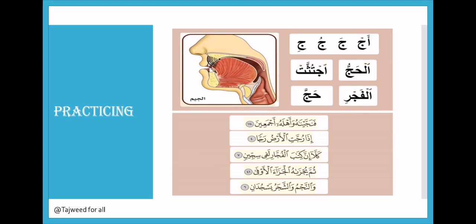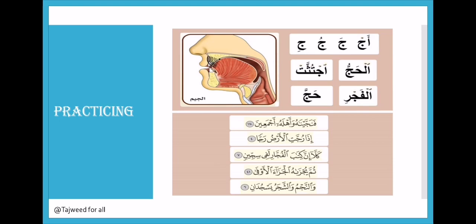Al-Hajju, Al-Hajj. First Jim and then Ju. Uj, Ujtu. Qalqala, separation of the makhraj without any jaw movement. Al-Fajri, Al-Fajr, Fajr, Hajj.